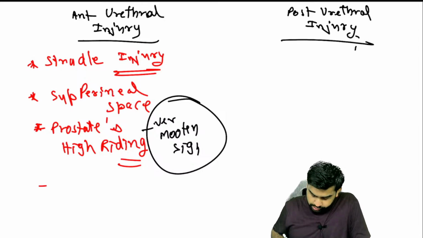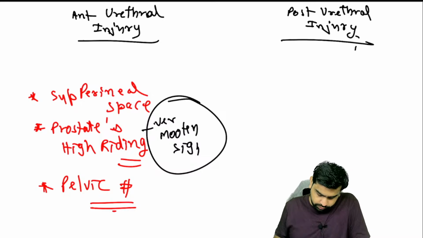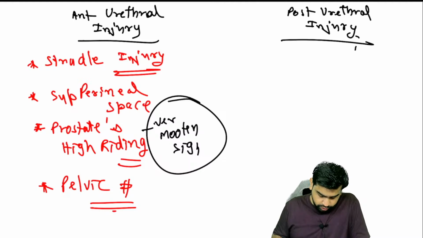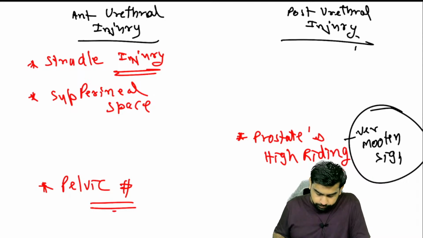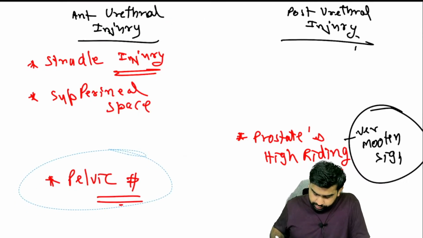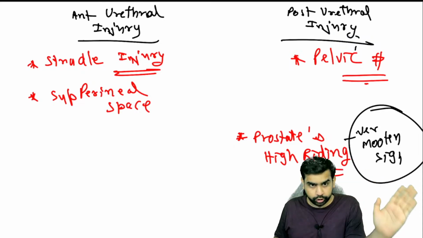And yeah, the anterior urethral injuries are the ones which are associated with the pelvic fracture. I'm really sorry for this. My bad. So the straddle injury is fine, the superficial perineal space is fine, but this high riding prostate is where I screwed up. By mistake I wrote this as part of the anterior urethral injury, but it is a part of the posterior urethral injury. The pelvic fracture and these features are the parts of posterior urethral injury. We'll talk about that. I miswrote it over there, but please understand this.